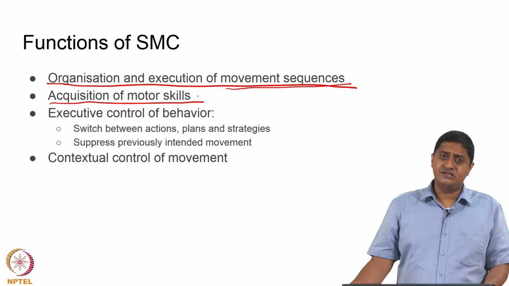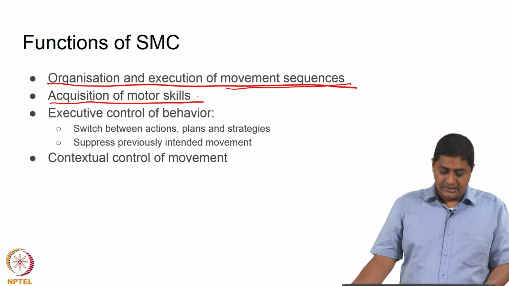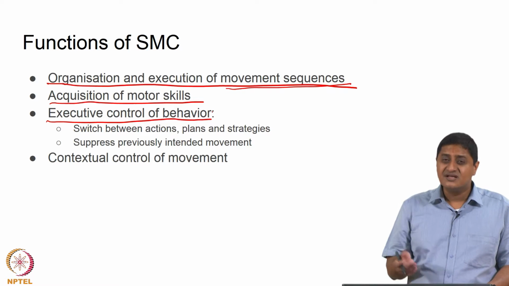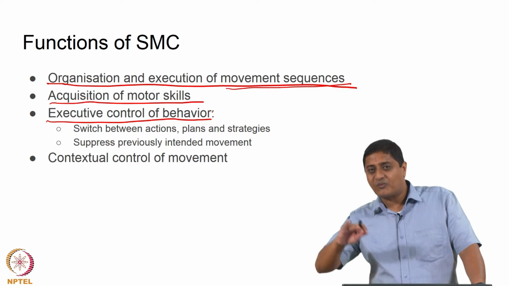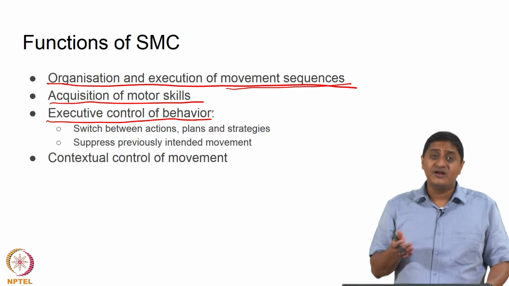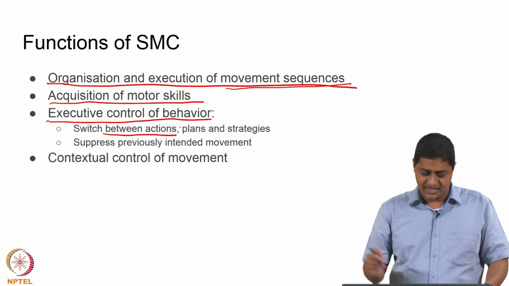So, essentially playing a sport involves performing a set of motor acts in a particular sequence within a particular time, is it not? So, that also is probably crucially dependent on the function of supplementary motor cortex and probably some role in executive control of behavior, such as switching between actions. Just now I said that there are different actions and you want to jump from one action to another, but you do not want it to be a jerky jump, or suppose depending on the context you want to switch between one action plan to another action plan, is it not?